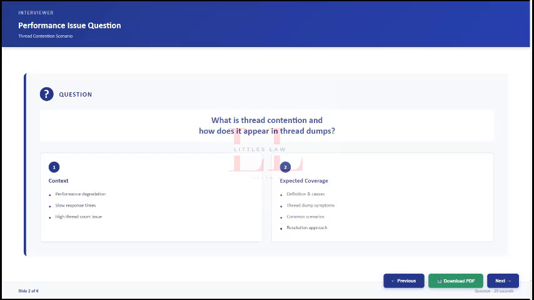So specifically, the interviewer would want you to explain what thread contention is, how you would identify it in a thread dump, what the common causes are, and how you would approach fixing it. So to be very clear, the interviewer is not asking you about deadlocks. That's different. Here he's asking about contention, like whether threads are competing for the same resource. It's not a circular dependency. It's more like a traffic jam where everyone is trying to get through the same narrow gate, right?